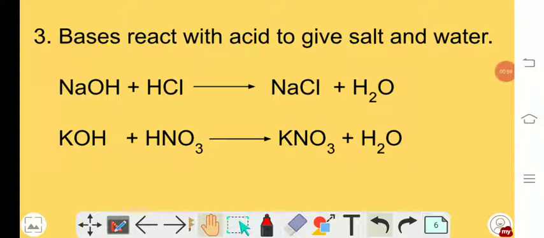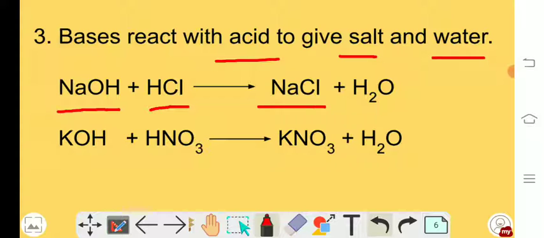Bases react with acid to give salt and water. This is our base, sodium hydroxide. This is our acid, hydrochloric acid. They both react and give salt like NaCl, sodium chloride, and water.